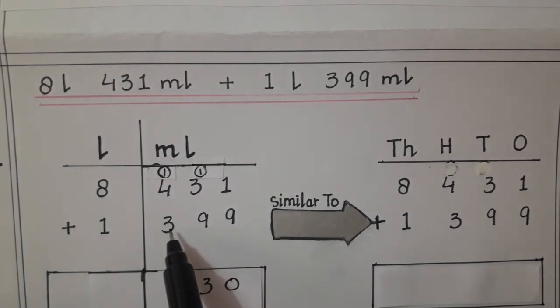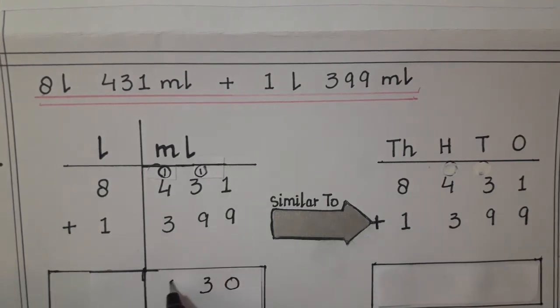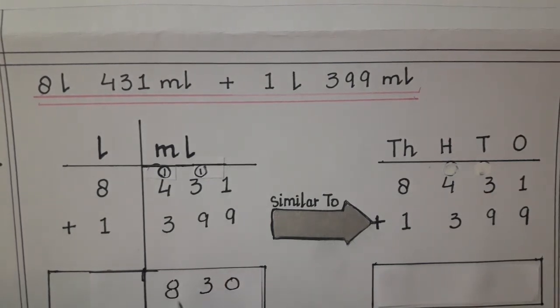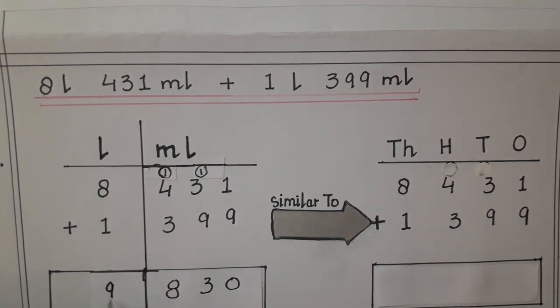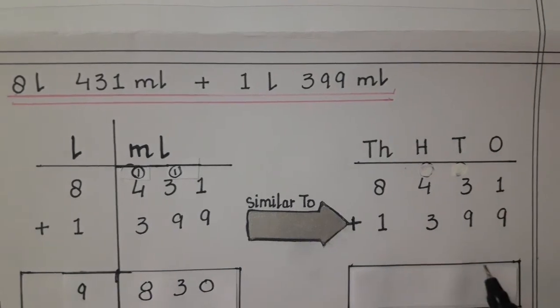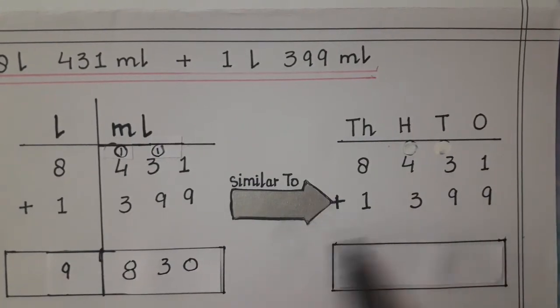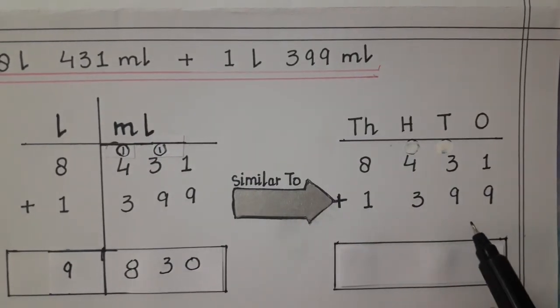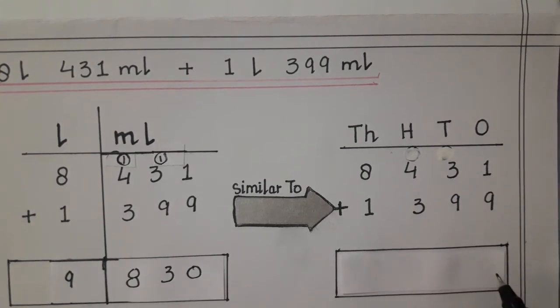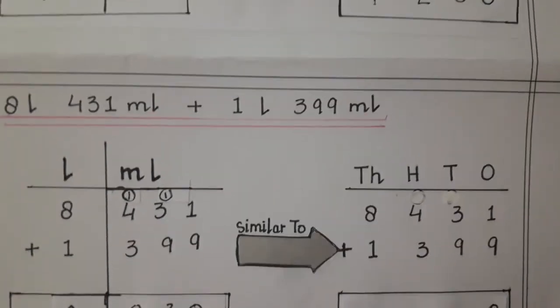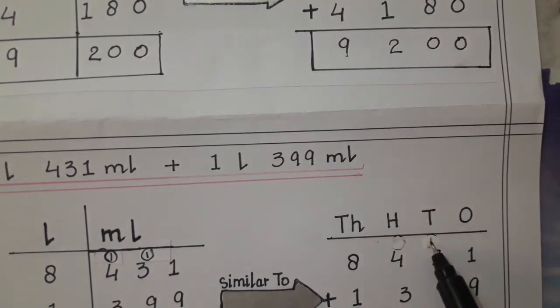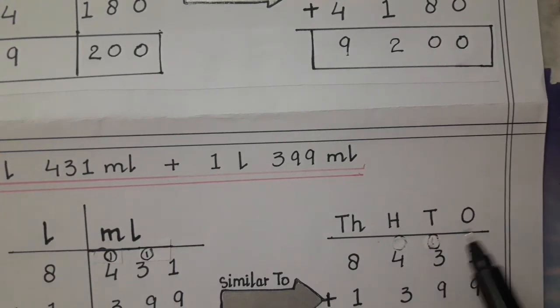So 4 and 3, how many? Just count on your fingers. 7, and 7 and 1, 8, and 8 and 1, 9. Okay students, in the same way you can see both of these numbers are the same, so obviously we will get the same answer. 9 and 1, again 10, we will write 0 over here, and 1 will move here.